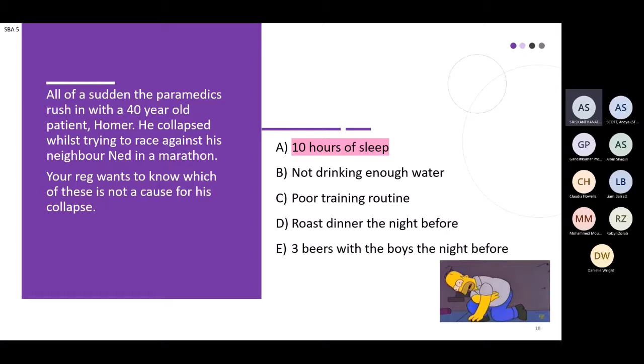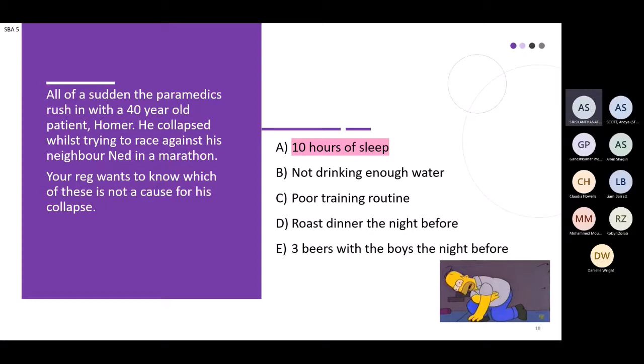So obviously being well rested is never a bad thing. 10 hours of sleep before a big event might be a bit too much, but having a good amount of rest before a big event is always recommended. The rest of it would have actually contributed to his collapse. Without being sufficiently hydrated, for example, he'd be more prone to dehydration during the event. Poor training, not eating well, and being hungover on the day because he's been drinking that night is not going to help either, and it'll make him feel really unwell and very unprepared.